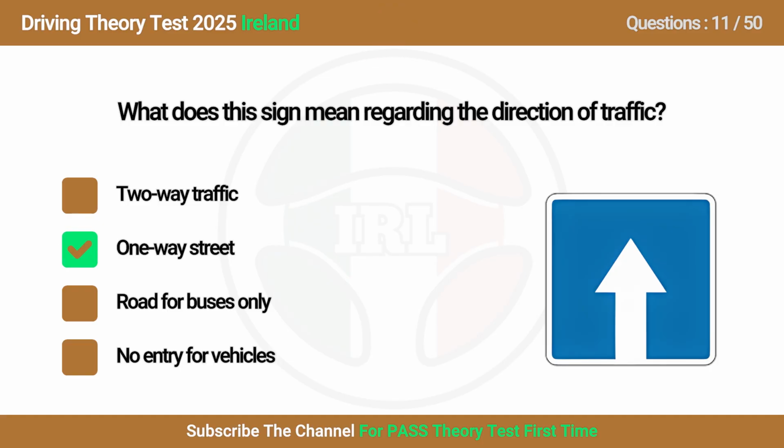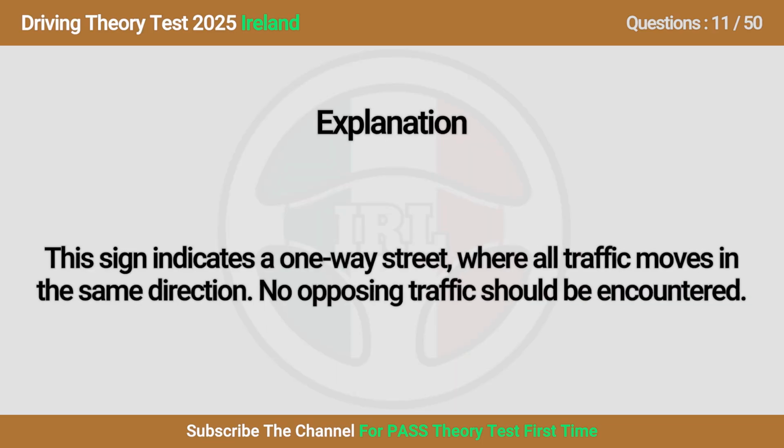Answer is B, one-way street. This sign indicates a one-way street where all traffic moves in the same direction. No opposing traffic should be encountered.